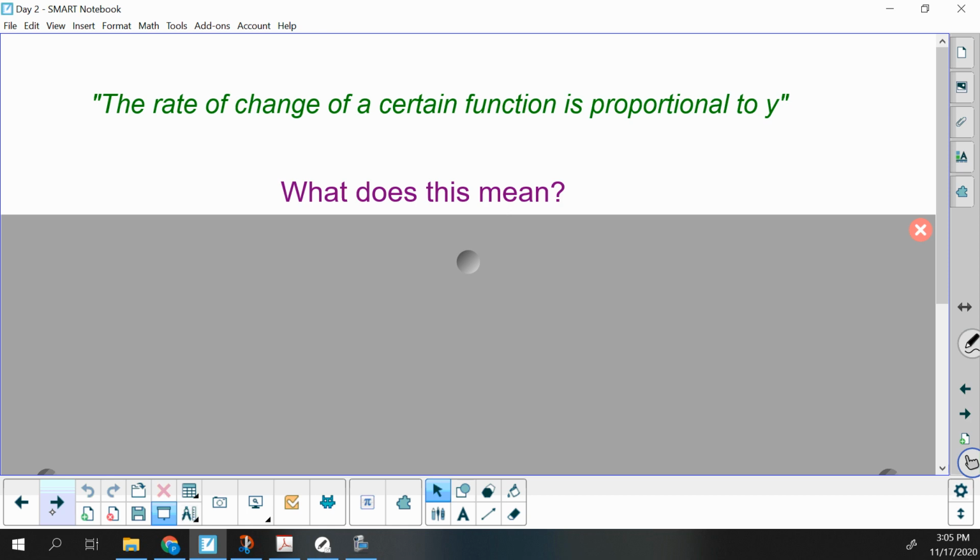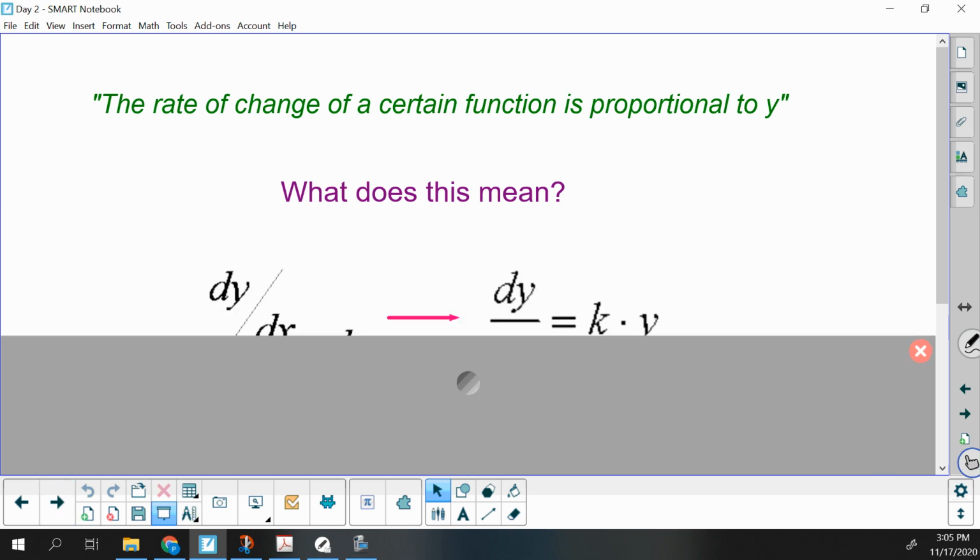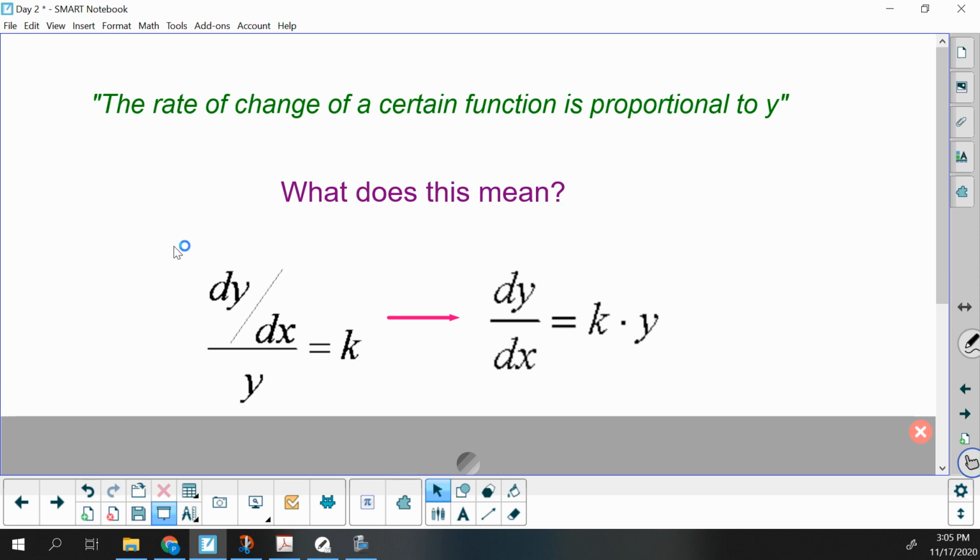All right, we're going to be day 2 in the notes packet. We have that the rate of change of a certain function is proportional to y. So what does this mean? Well, that means proportional. So if we divide, we should always get the same value back. So our derivative divided by the original function always gives us the same value. Or in other words, if you multiplied the y over, it's saying our derivative should always be the same constant times the original function.